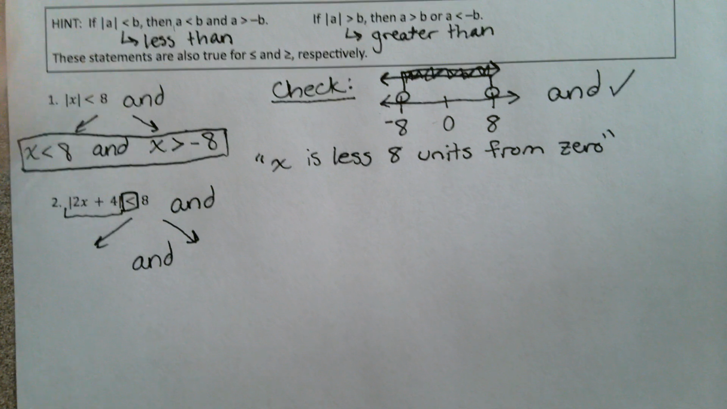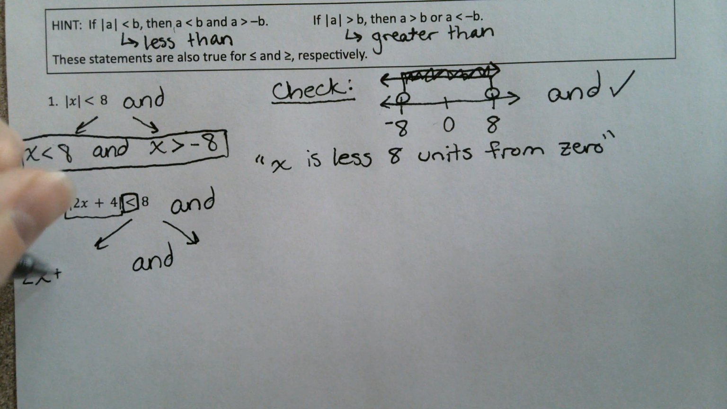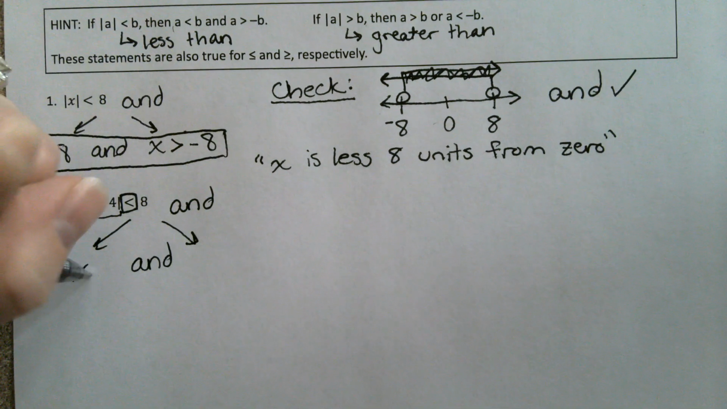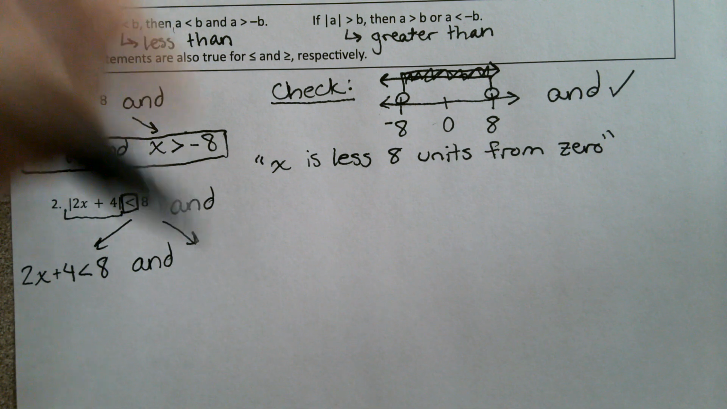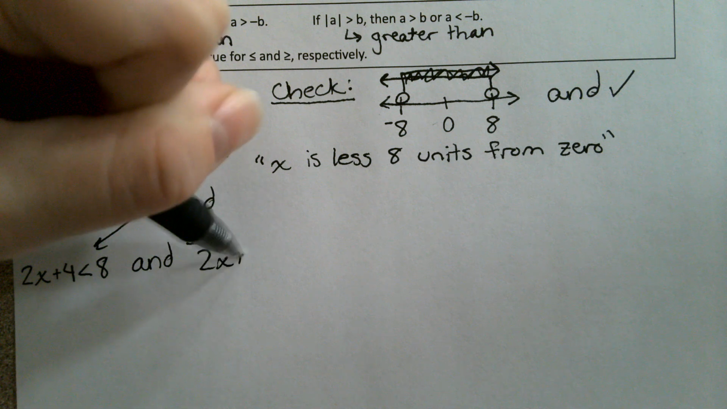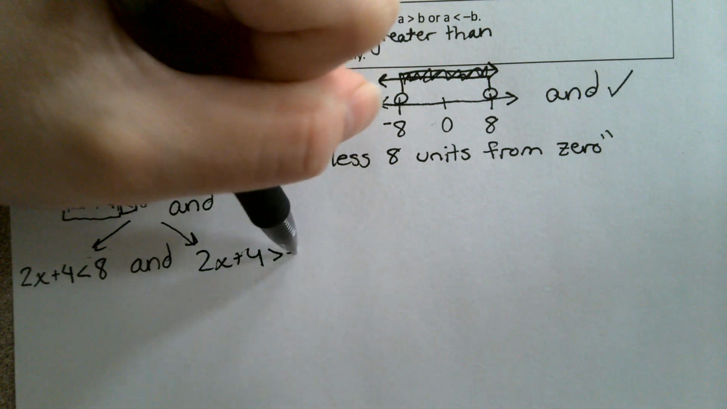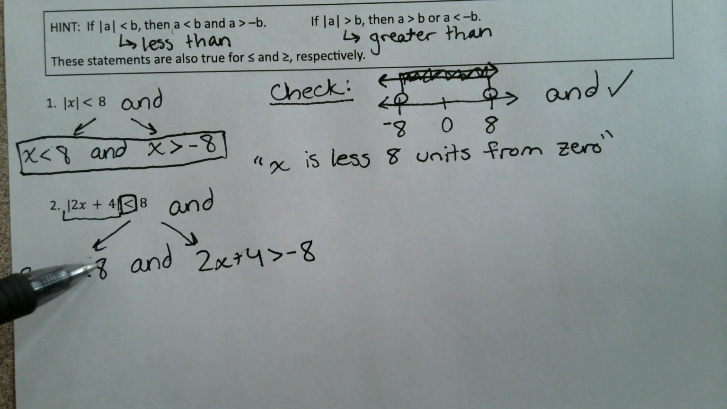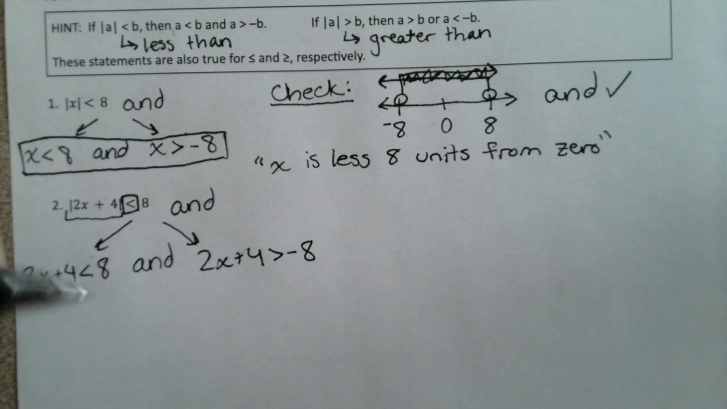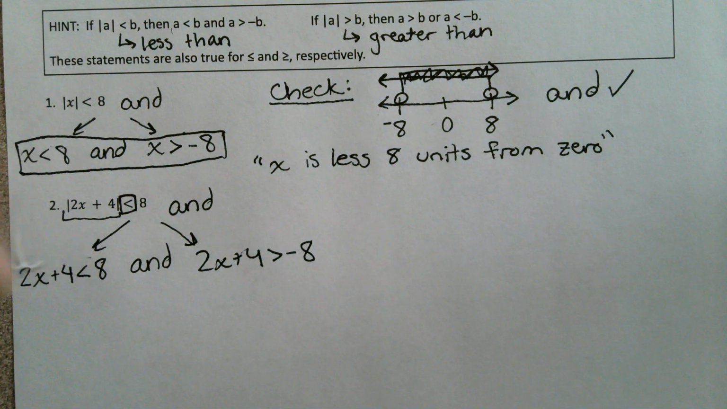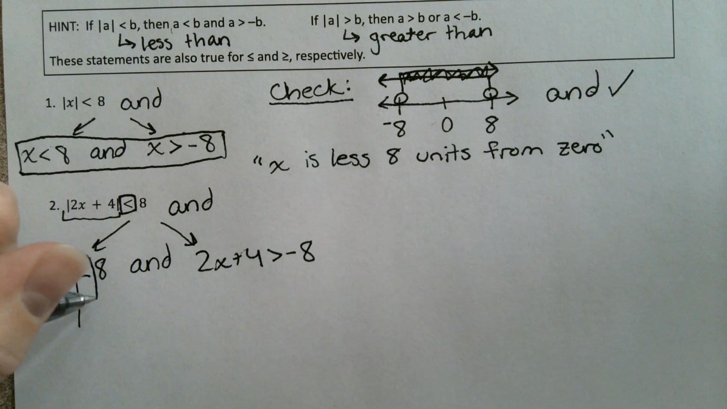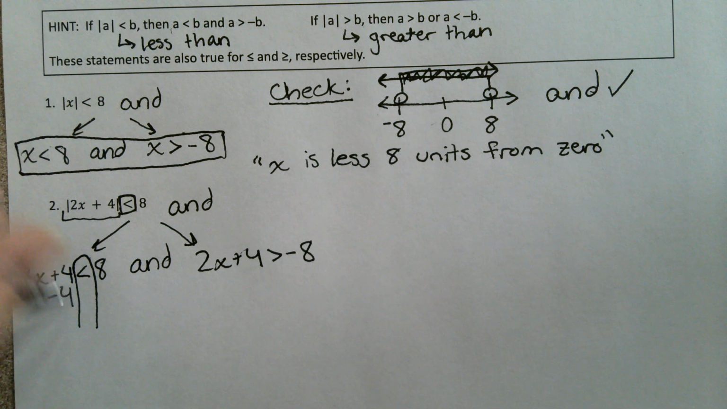So I'll go ahead and write and here. And then I'll make my two equations. 2x plus 4 is less than 8. You keep it the same. And 2x plus 4 is, now we flip the sign, greater than negative 8. Flip the sign and change the sign on 8. Now I have two equations. I'm going to solve them. They'll be solved the same way. Subtract 4 on both sides.